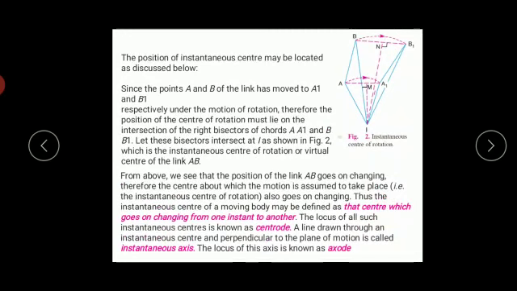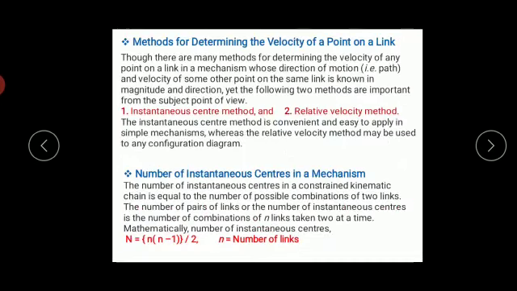So if any link is there, and we require a particular rotation for that link, then it has to rotate only about a particular center, and that center is called the instantaneous center of rotation, which is clearly visible from figure 2 there.